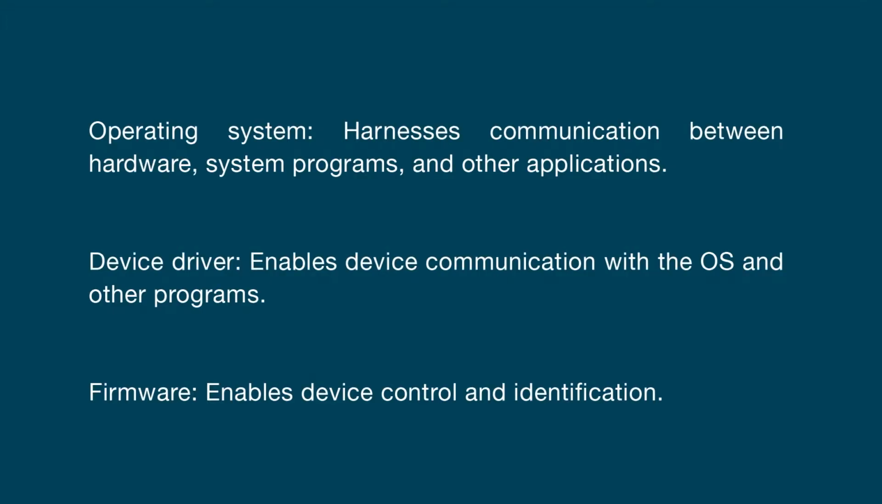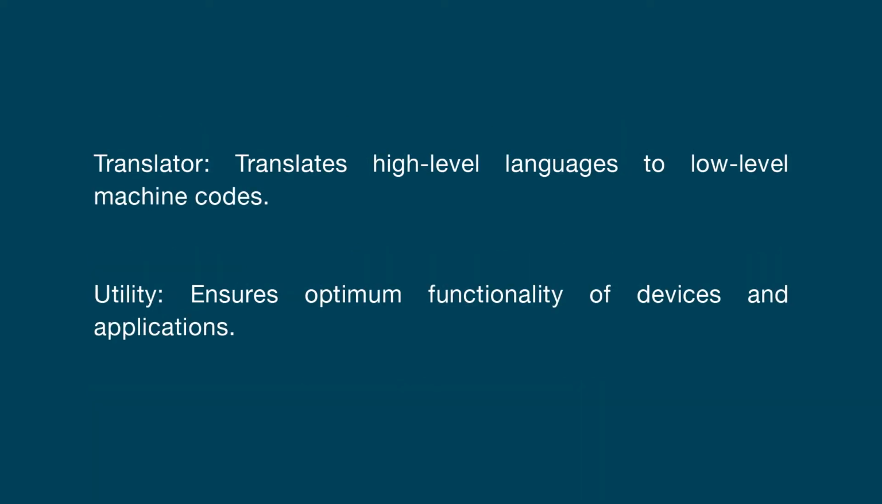System software can be categorized under the following. Operating system handles the communication between hardware, system programs and other applications. Device driver enables device communication with operating system and other programs. Firmware enables device control and identification. Translator translates high-level language to low-level machine codes. Utility ensures optimum functionality of devices and applications.